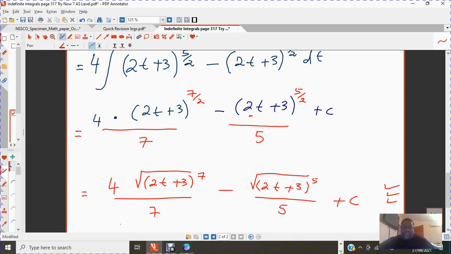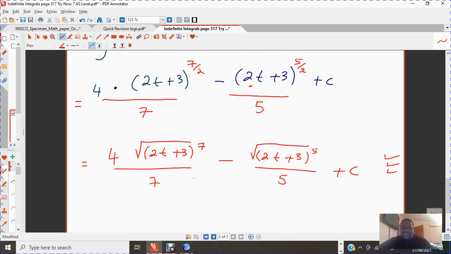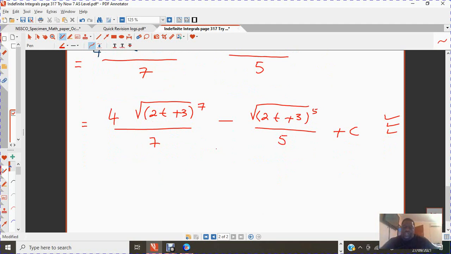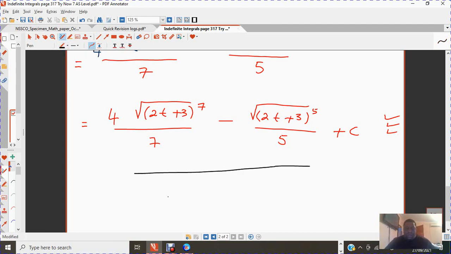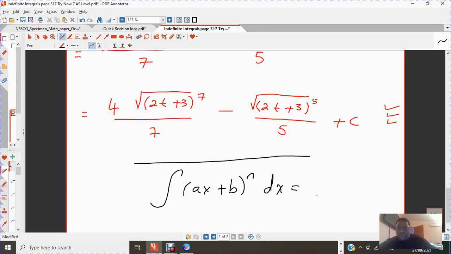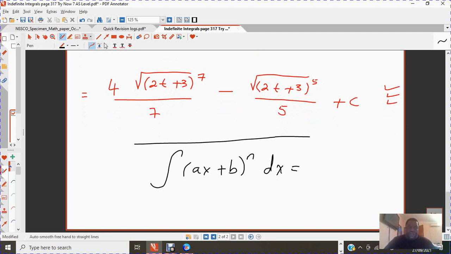In order for you to do this type of question, you definitely need to understand and know your rules. Always refer back to your rules, and once you have your rules, you should be able to know how to integrate quantities of the form, because remember, this is the beginning, so it's not that complicated. How do you integrate a quantity ax plus b raised to the power of n? I'm just going to write this answer under the rule that I had there right in the beginning.